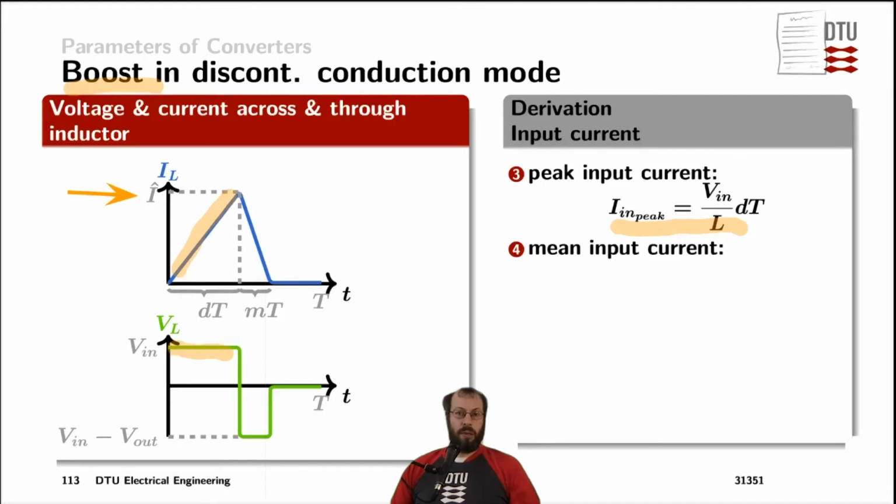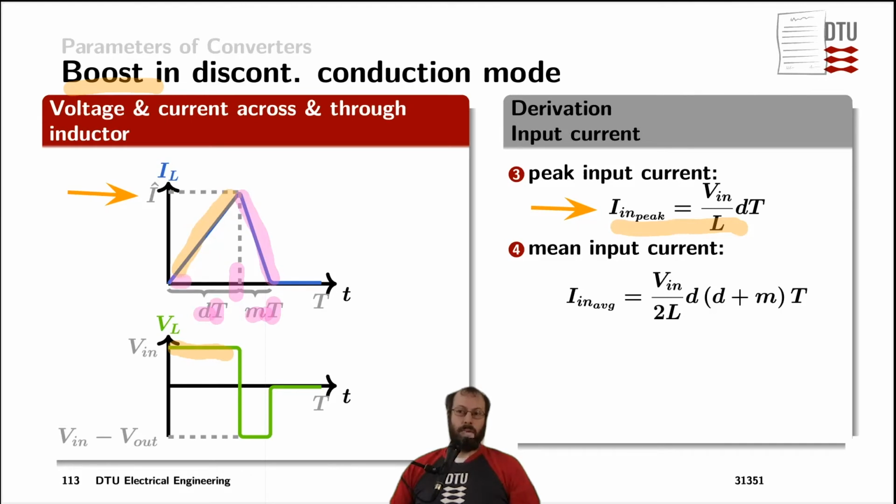That gives us the peak of the inductor current, which is also the peak of the input current. But whereas the input current of a buck converter stopped at the duty cycle because the switch was interrupting it, the input current of the boost converter continues all the way until what I call here the magnetization period. So we have the duty cycle here, we have the magnetization times the period time T of the signal.